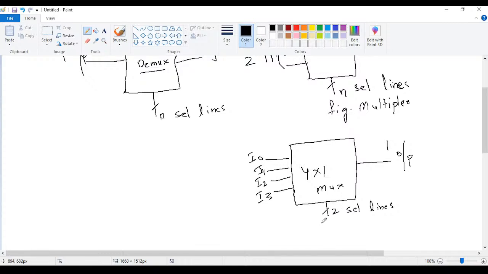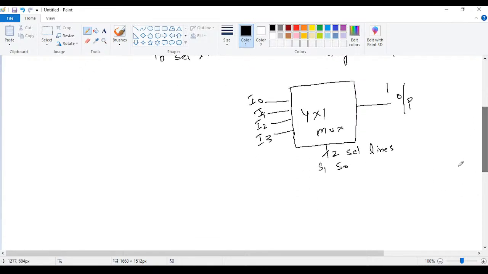So what are the 2 lines here? We have selection lines S1 and S0. Depending upon the selection, if the selection is 0 0, I0 will be the output; 0 1 means I1 will be the output; 1 0 means I2 will be the output; and 1 1 means I3 will be the output. So we are selecting which input goes to the output.